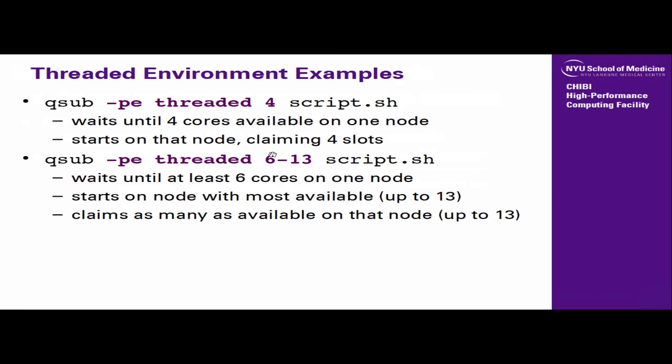Also, if you're somewhat flexible about how many threads you want to use, for example, you would like to use 13, but you're not sure whether any node has 13 available, and if there's no node with more than four available right now, you'd rather not wait. You'd rather just go ahead and use four. You can specify a range. You can say -pe threaded 6-13. That means use anywhere from 6 to 13 threads. In that case, SGE waits until there's some node that has at least six slots available on it right now. Once there's at least one such node, it finds the node with the most available on it, up to 13, and runs your job there. And it claims exactly however many slots it's using, up to 13. This is good.